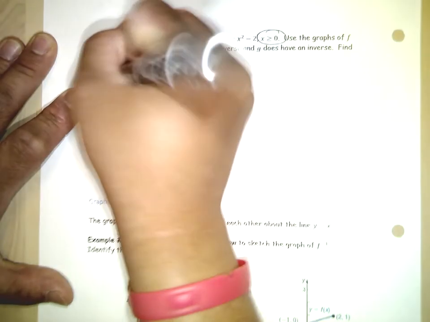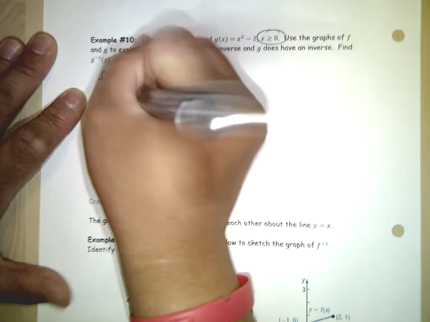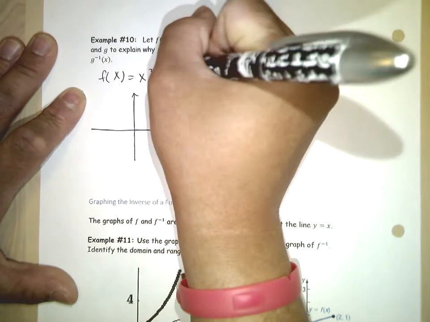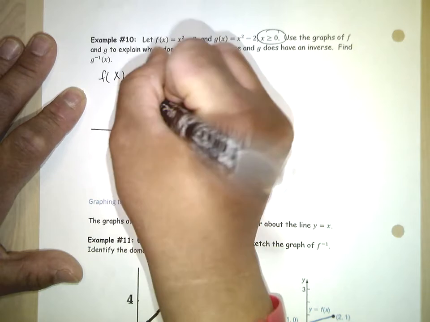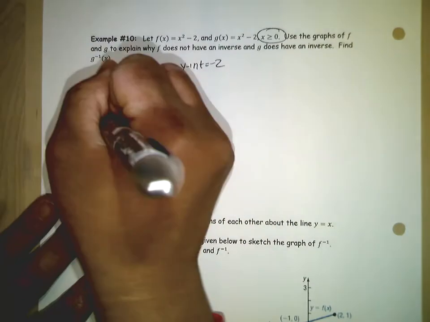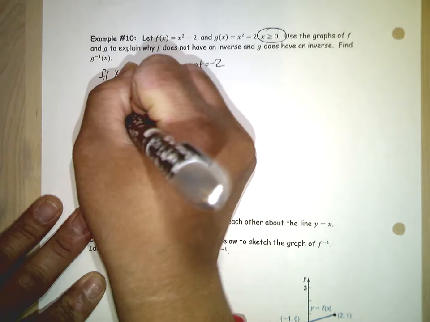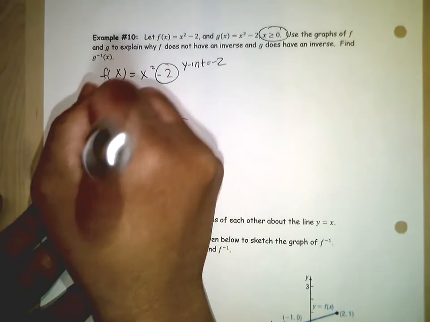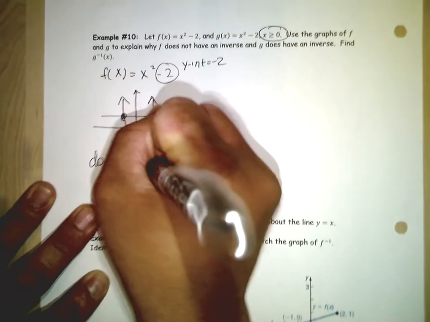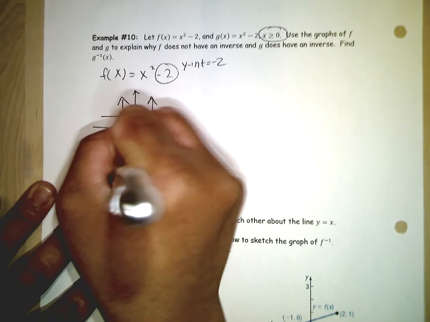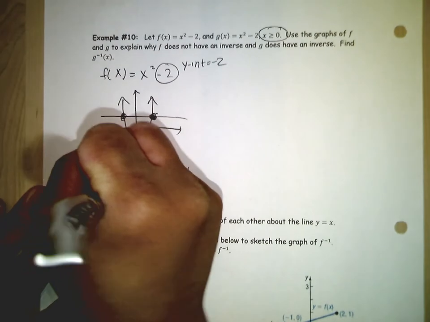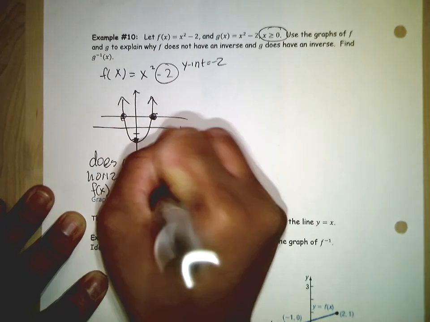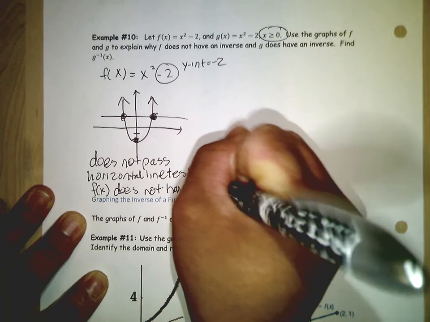So f of x equals x squared minus 2. This has a y-intercept of negative 2, and it is a parabola opening upward, so it looks like this. And of course, this graph of f does not pass the horizontal line test. So therefore, f of x does not have an inverse.